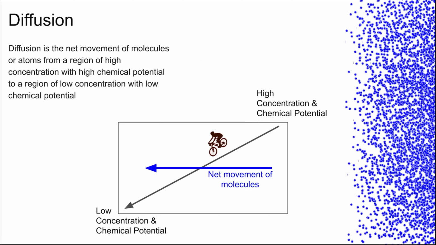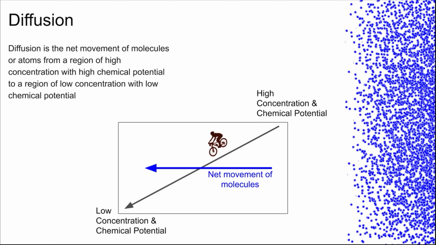This illustration in the center helps demonstrate the flow of energy from an area of high concentration and chemical potential to an area of low concentration and low chemical potential. You can see that the net movement of molecules tends to go downhill on the slope. That is, molecules want to move from an area of high concentration to an area of low concentration.